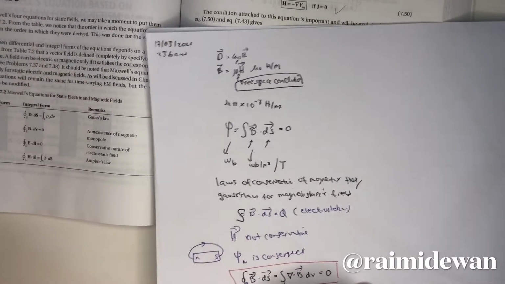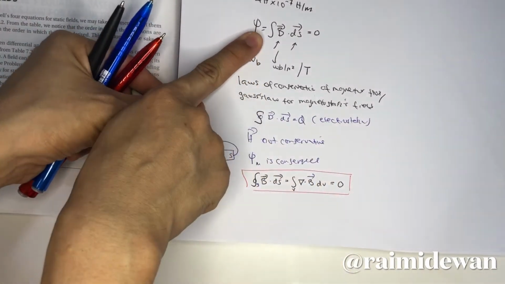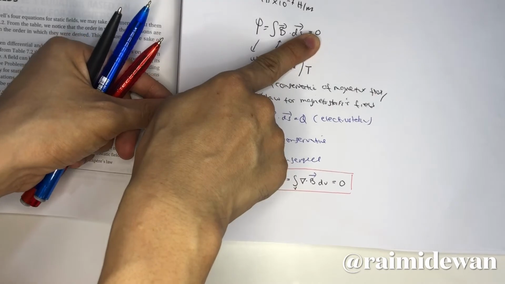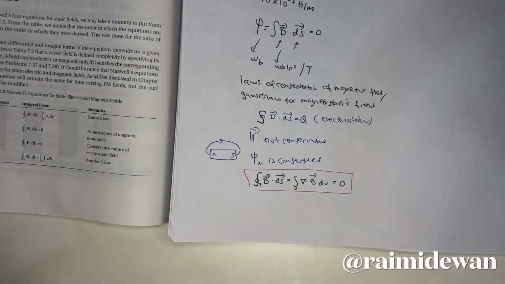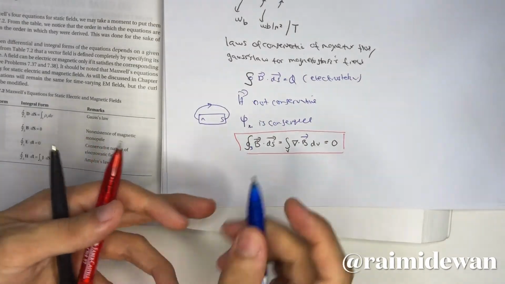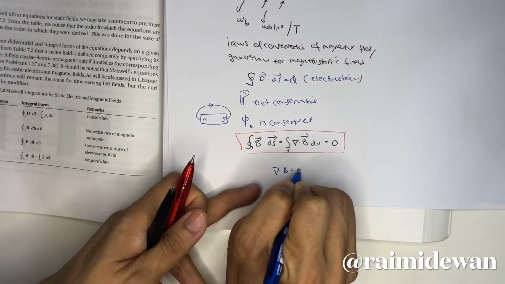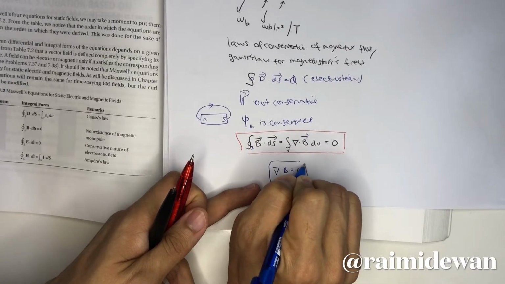As you can see just now, the integral of B dot dS is the flux, which equals 0. We can translate this into divergence of B equals 0.